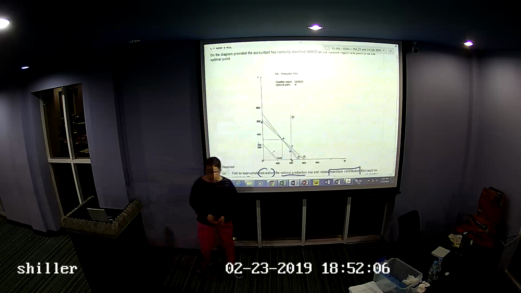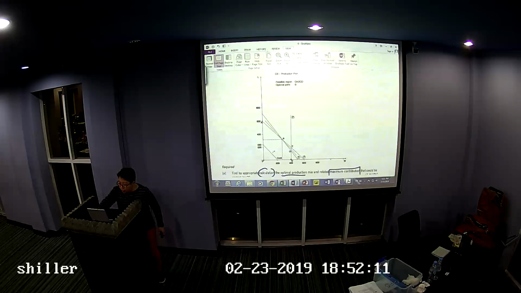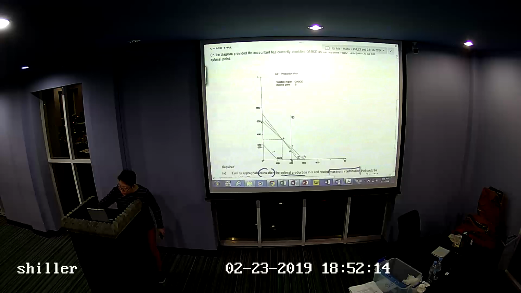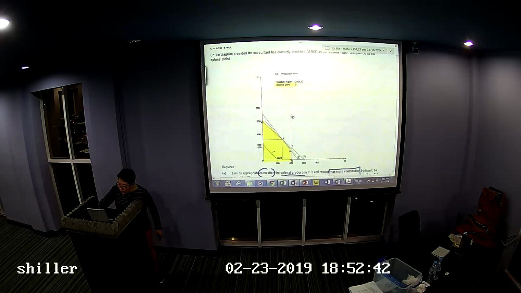Yes? Which means what they're saying is the feasible region is what? Let me just shade it, just to make sure that everybody understands. So the accountant says this is the feasible region. Sorry, just went out the line. Okay? And what else did the accountant say? The accountant says that what is the optimal point? B is the optimal point, it says. Yes?